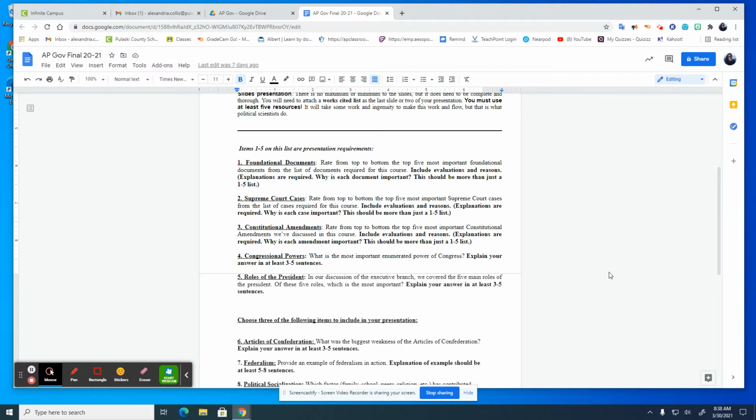And number 5, roles of the president. In our discussion of the executive branch, we covered the 5 main roles of the president. Of these 5 roles, which is the most important? And again, you're going to explain your answer in at least 3 to 5 sentences. So if you think that the president's most important role is as chief executive, that's fine, but you're going to explain that in at least 3 to 5 sentences.